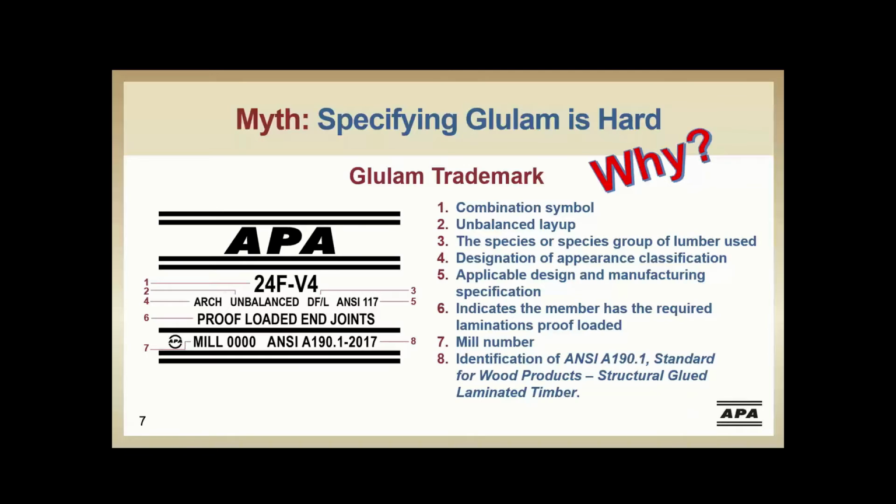It also identifies that the member is made in conformance with the ANSI A190.1 standard for glue laminated timber. If you need more information, suppliers can assist you in understanding this information, or feel free to reach out to any of our engineered wood specialists throughout the country. And I know that seems like a lot. Typically, compared to just thinking about a bending stress and an E value, this does seem intimidating.